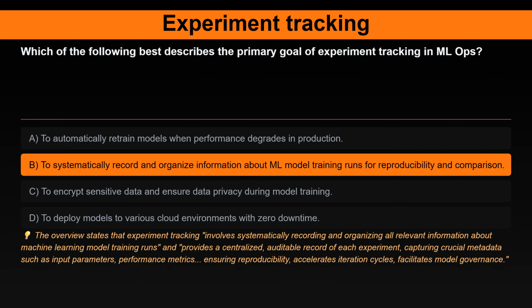The correct answer is to systematically record and organize information about ML model training runs for reproducibility and comparison. Here's the explanation. The overview states that experiment tracking involves systematically recording and organizing all relevant information about machine learning model training runs, and provides a centralized, auditable record of each experiment, capturing crucial metadata such as input parameters, performance metrics, ensuring reproducibility, accelerates iteration cycles, facilitates model governance.